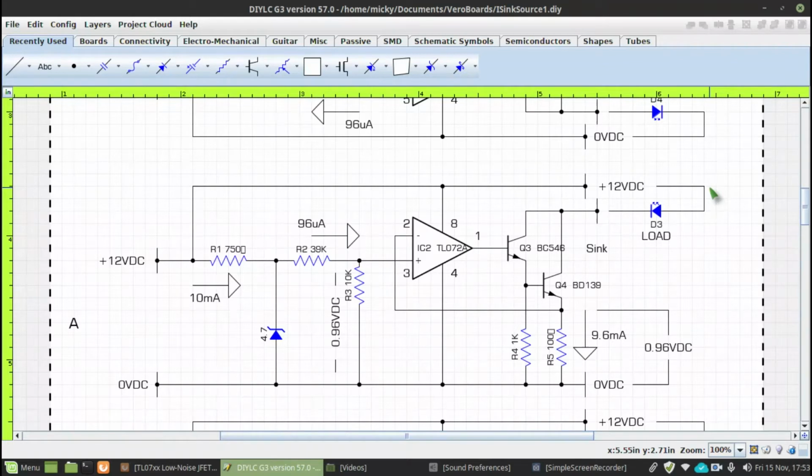Laser diodes are very critical to current or voltage, I should say, and a slight increase in voltage could mean a massive increase in diode current, which would destruct the device. So having controllable current to the laser diode means that you have very fine control over the diode itself.